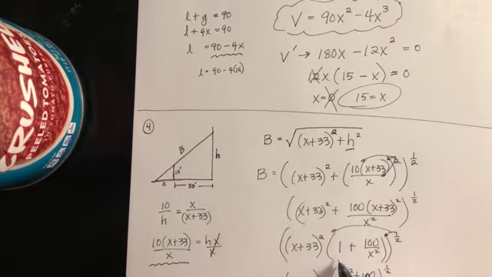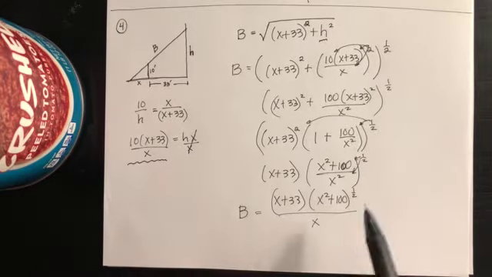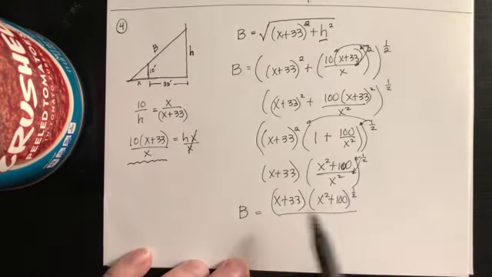If you make this x squared over x squared, you can add them like this. And then you can take the square root of the top and bottom here, and this becomes x. So this becomes x plus 33, and this is x squared plus 100 to the 1/2 power, and this is all over x. Okay, there you go. So this is the idea.